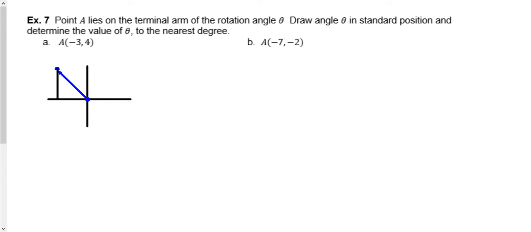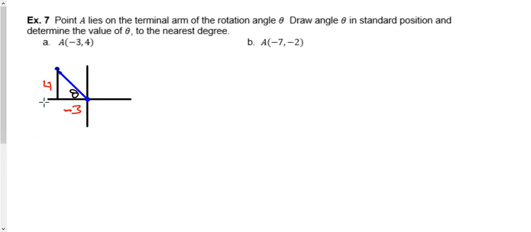So -3 was on our x-axis because it's always x, y, so -3 is going to be right here on our x because we went 3 to the left. 4 is going to be 4 up, so 4 is going to be on our y-axis there. The question is, what is this angle right here? That's the angle we want to find. If we find this angle here, that's going to give us our reference angle, and from the reference you can then find your standard angle. So let's find our reference angle first.